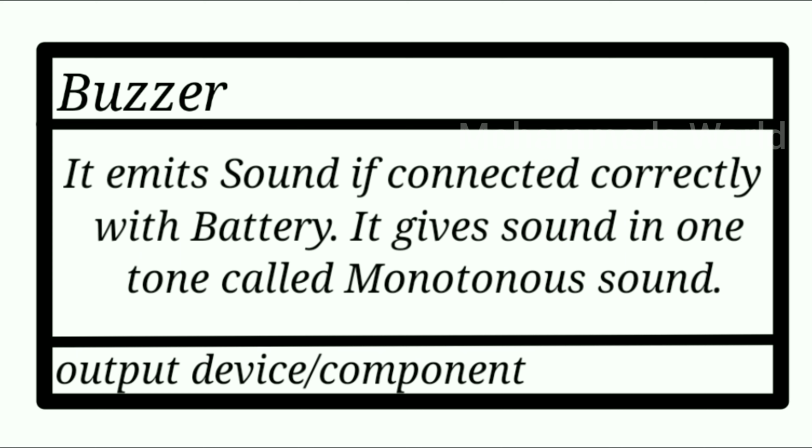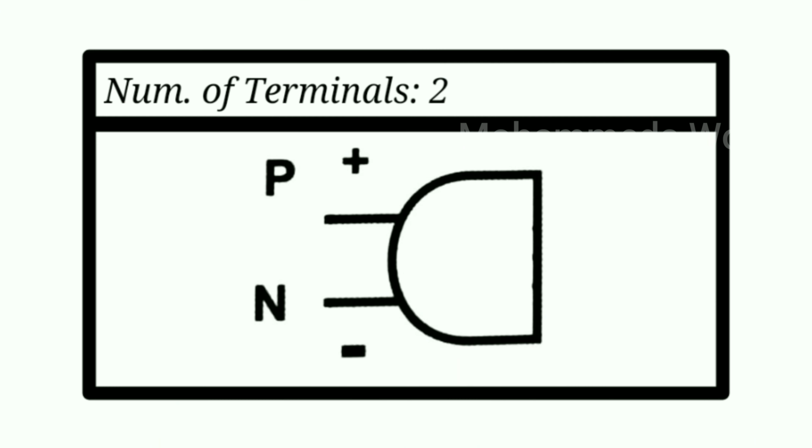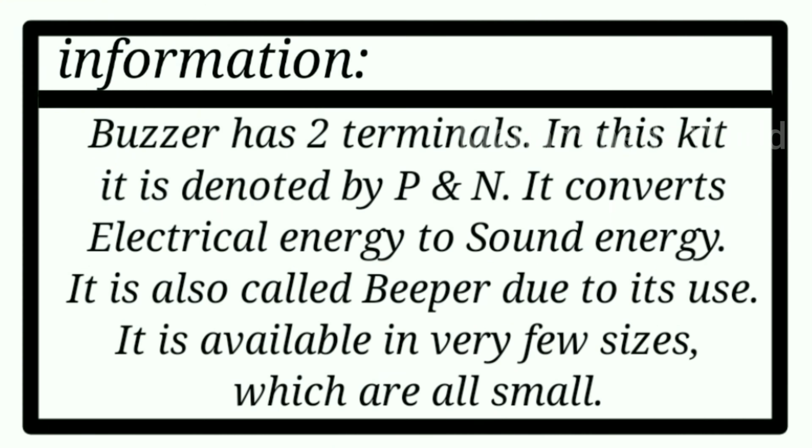Buzzer. It emits sound if connected correctly with the battery. It gives sound in one tone called monotonous sound. Output device and component. Buzzer has two terminals. Information. Buzzer has two terminals in this kit. They are denoted by P and N. It converts electrical energy to sound energy. It is also called a beeper. Due to its use, it is available in very few sizes, which are all small.